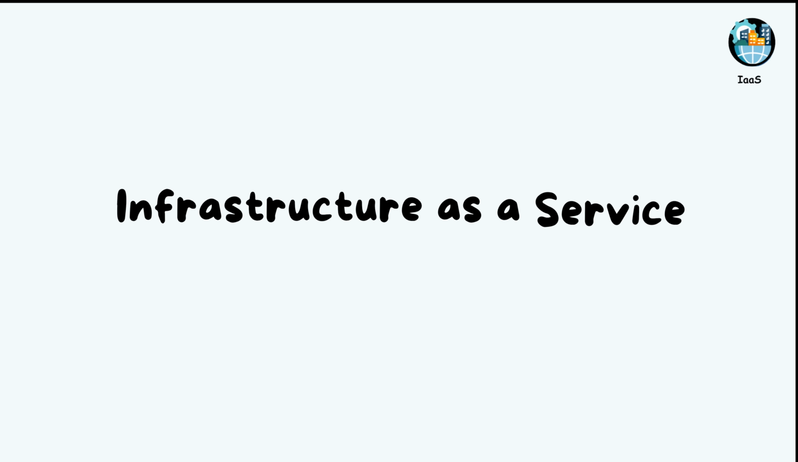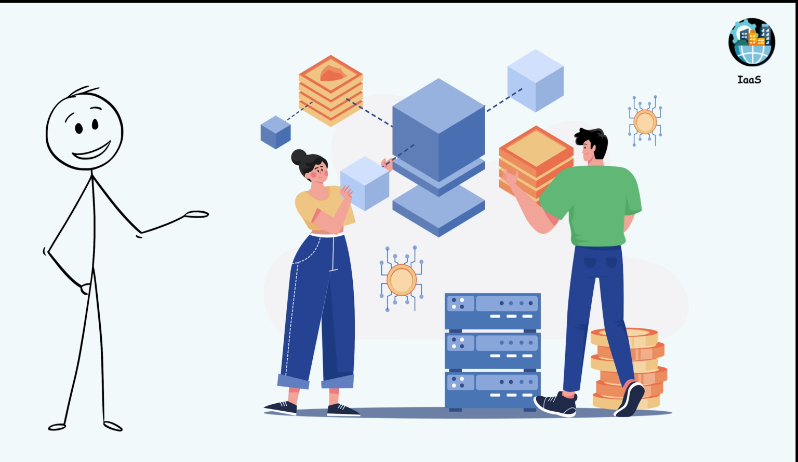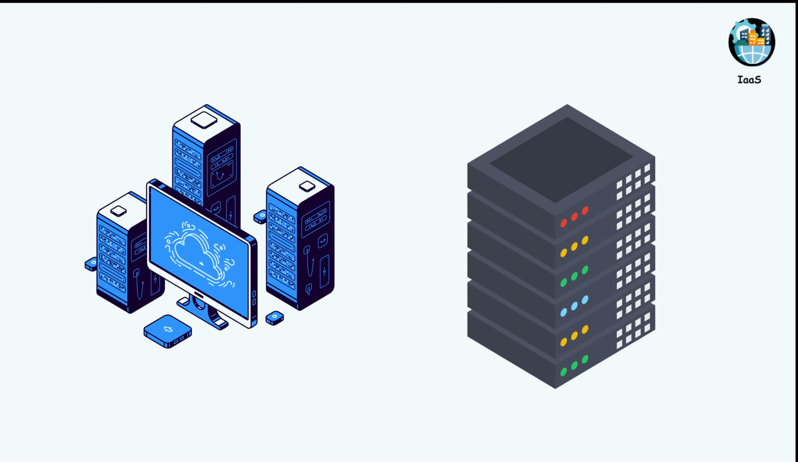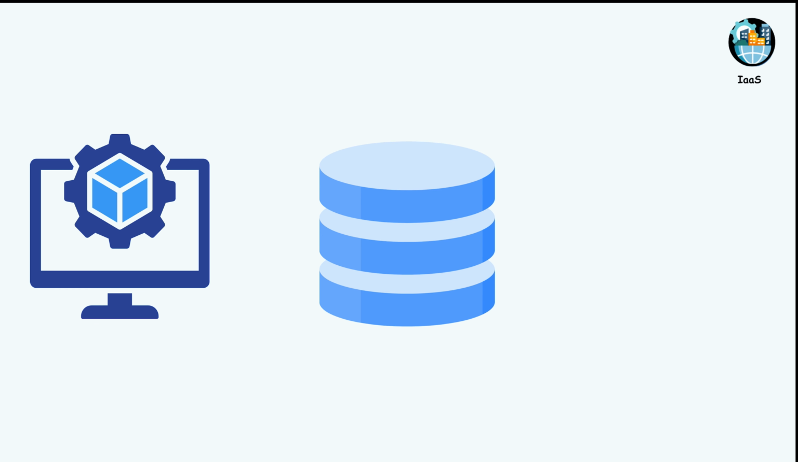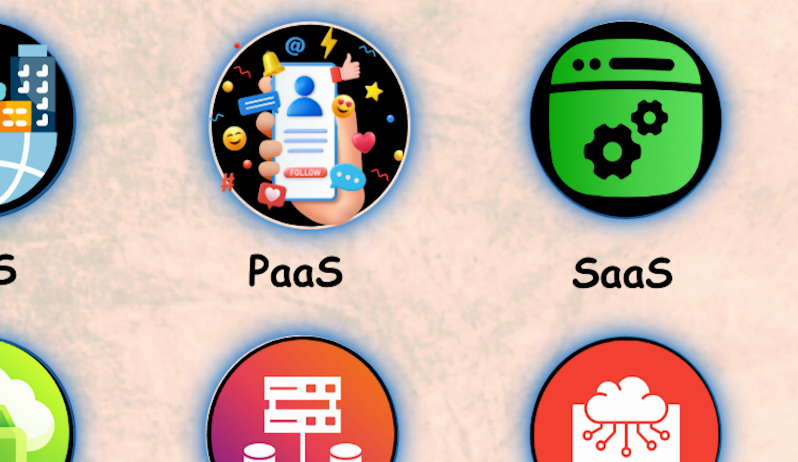IaaS, Infrastructure as a Service, is like renting the digital building blocks for your IT needs. Instead of purchasing physical servers and networking equipment, you're essentially renting them from a cloud provider like Amazon, Microsoft, or Google. You get virtual machines, storage, and networks that you can configure however you want, while still maintaining control over your applications and operating systems.